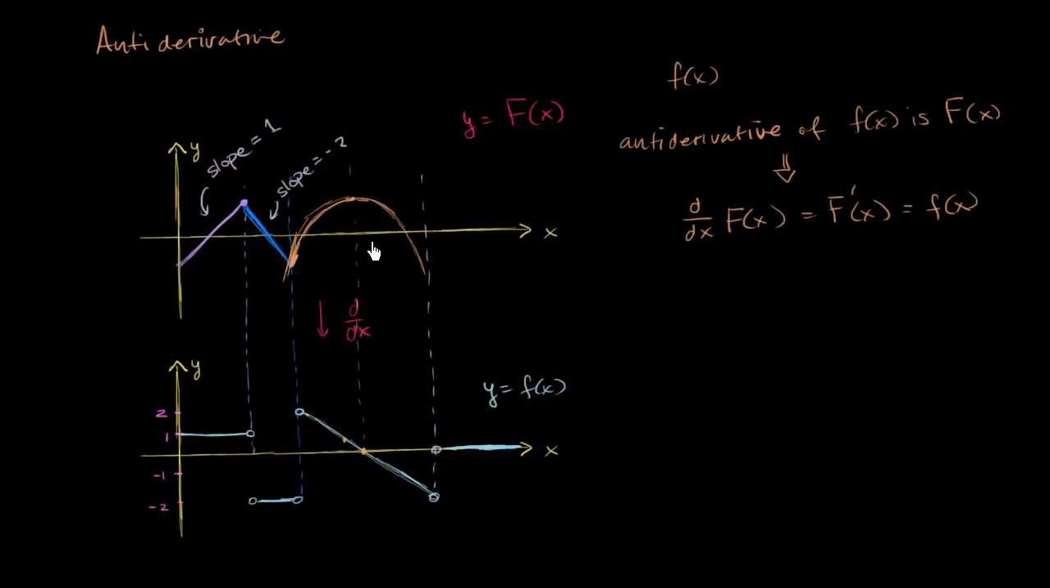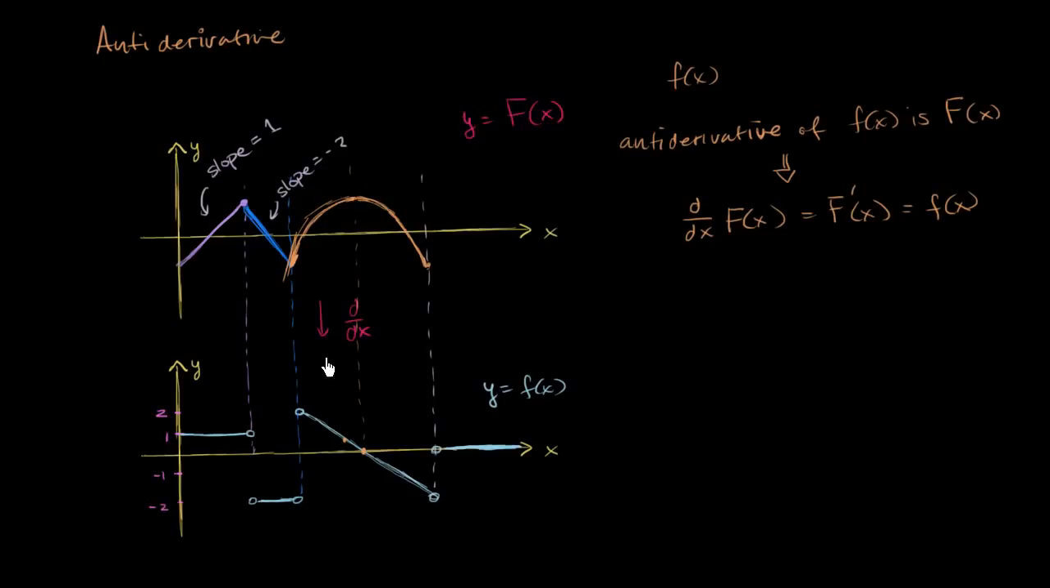Let me draw it a little bit neater. This is symmetric. However positive our slope was here, it's equally negative here, so our curve should probably be symmetric as well. So let me draw it like this. So over that interval, it could look like that.